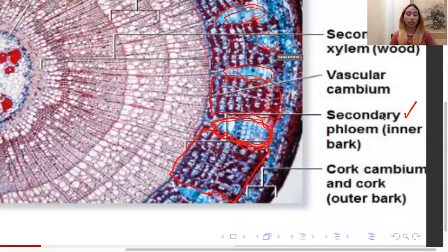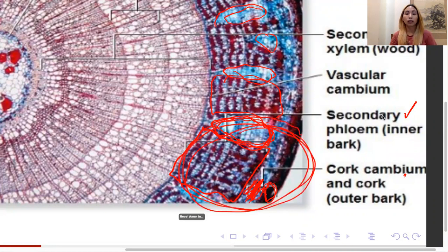All of that makes up your inner bark. The outer bark consists of the cork cambium, which is this blue area over here, and this dark area over here, which is the cork. So that would be your inner bark and outer bark. And in general, this is just the bark, the area outside the vascular cambium.